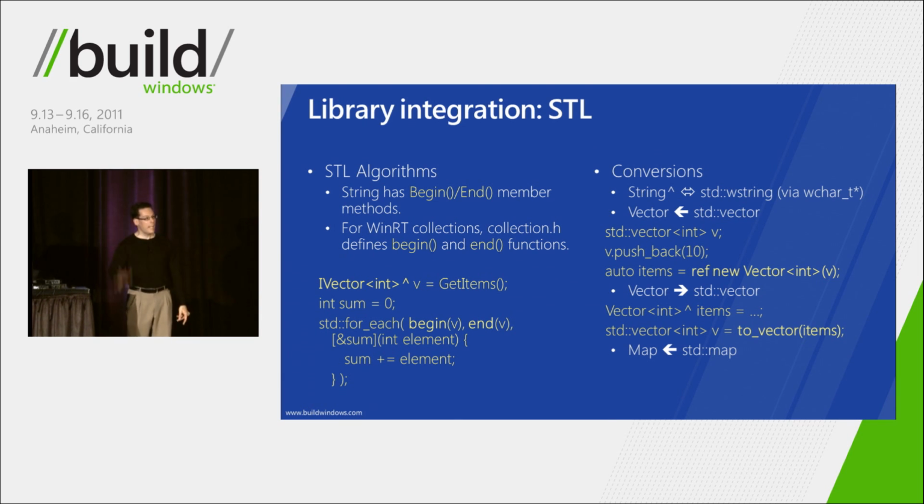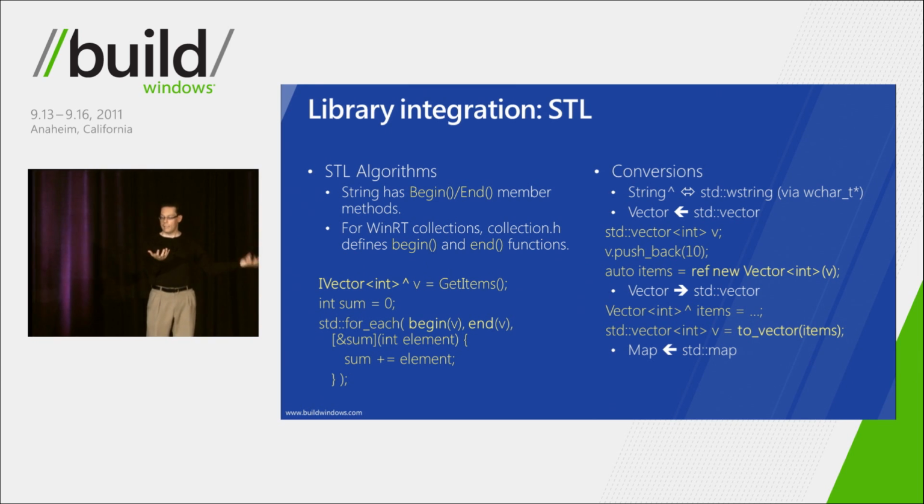The rest is all plain Jane STL code, C++ STL, using lambdas, using all the regular code. In fact, if you change that first line to be an std vector, the code would still work. It's exactly the same thing. So I can use WinRT collections, seamlessly consuming them just like native collections.